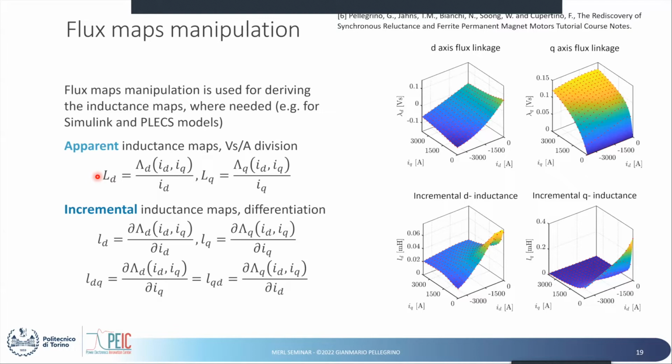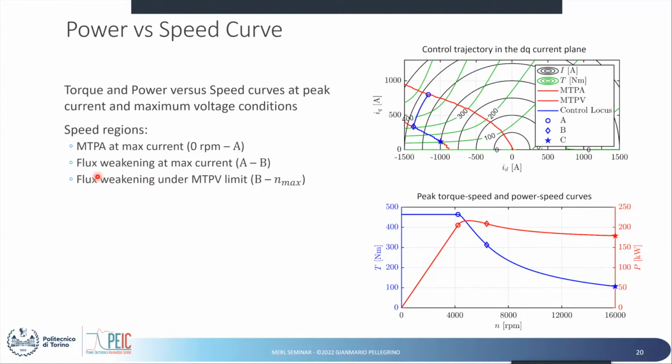And we can build control curves like MTPA, maximum torque per ampere. These are the torque contours in the Id, Iq plane. This is just manipulation. And we can forecast the torque versus speed profile at maximum converter current and the limited voltage of the converter. And this is the same curve just represented in power versus RPM, power versus speed. So this is just out of manipulation. The bottleneck of simulation is just having the flux linkage maps, which takes around 1 hour, I would say.